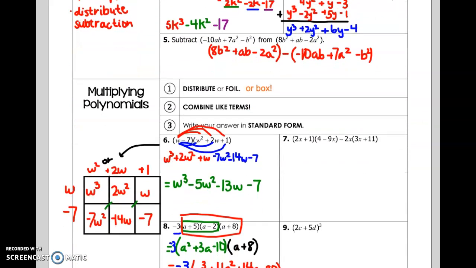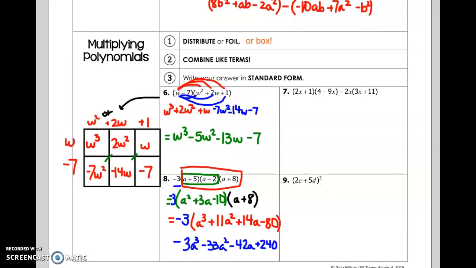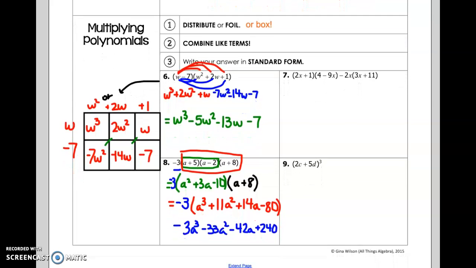Okay, multiplying polynomials. You have a couple of options. You can distribute or FOIL. So distributing is what I would call modifying FOIL, or you can do the box. Okay, so for number 6, we're going to take w times each of the terms, and I did those in red. Check my math there.